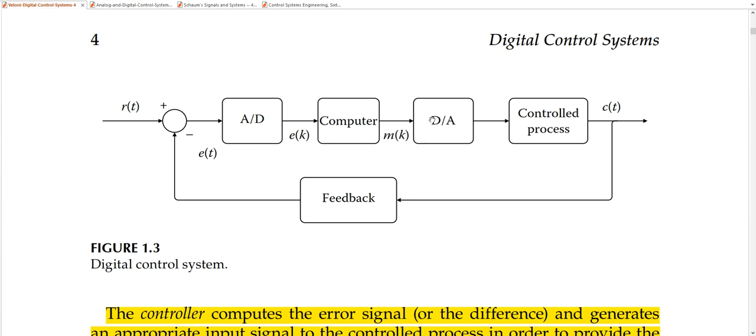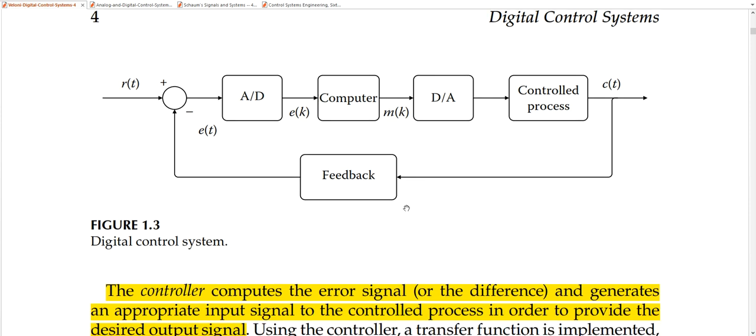Then the output of the computer is fed to a digital to analog converter, then that is fed to the control process. Then the output here is c(t), which is a time domain, so it is an analog signal again. Then the feedback is taken back to this loop. Then we have here the error signal, which is the feedback signal given by the feedback loop.